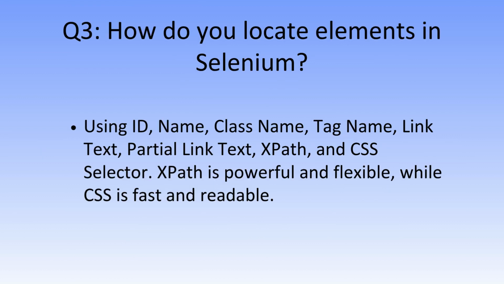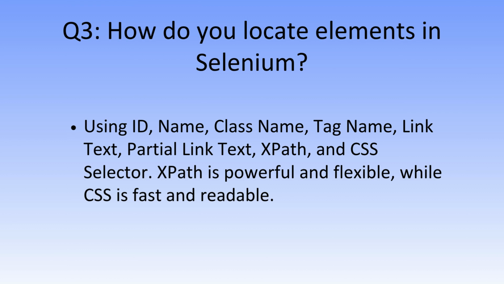Locating elements accurately is one of the most fundamental skills in Selenium automation. If your locators are unreliable or fragile, your entire test script can break, no matter how well you write the rest of the code. In Selenium, we use something called locator strategies to identify and interact with elements on a web page. Selenium WebDriver offers 8 primary types of locators.